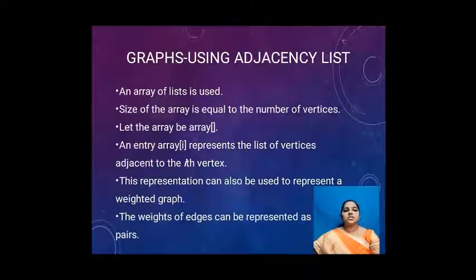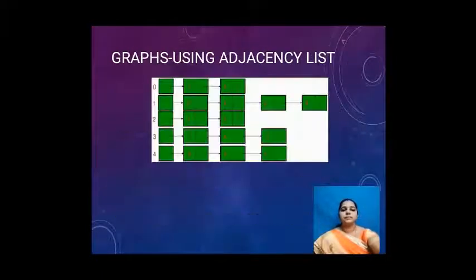Next, in the adjacency list, an array of lists is used. The size of the array is equal to the number of vertices. Here an entry of array[i] represents the list of vertices adjacent to the ith vertex. This representation can also be used for weighted graphs as weighted pairs.